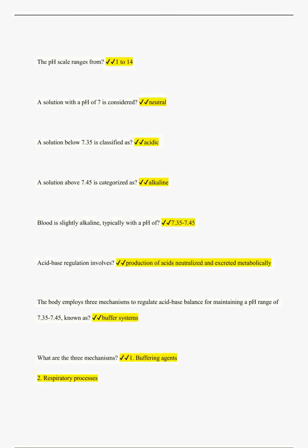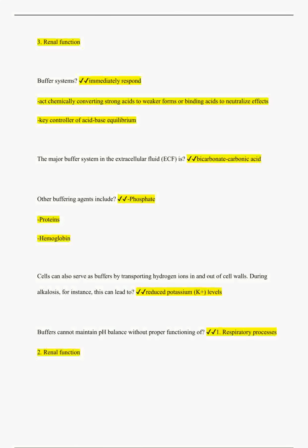The body employs 3 mechanisms to regulate acid-base balance for maintaining a pH range of 7.35 to 7.45. These are: 1, buffering agents; 2, respiratory processes; 3, renal function. Buffer systems immediately respond. They act chemically, converting strong acids to weaker forms or binding acids to neutralize effects.